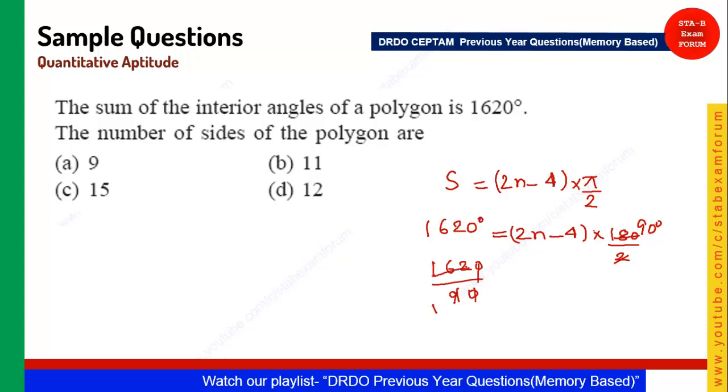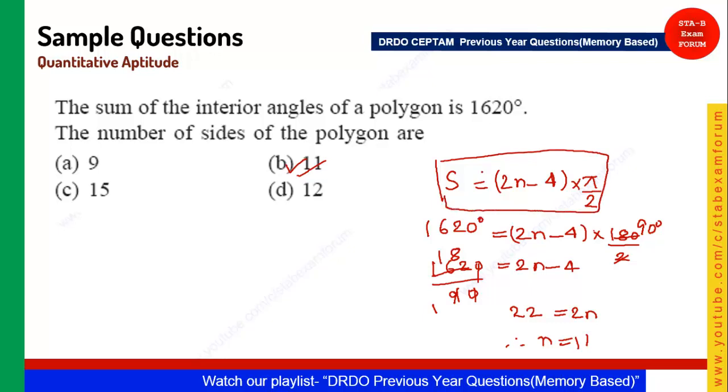9 1 is 9, 9 1 is 9, 8, just 72, okay, equal to 2n minus 4. So this 4 goes there, so your total becomes 22 equal to 2n, therefore n equals 11, okay. Student, option B is the correct answer. So this is the formula that you need to remember, and this is very important, okay.